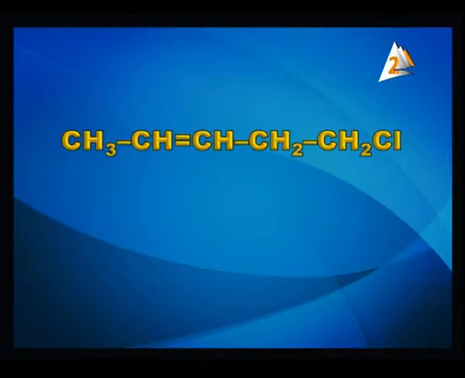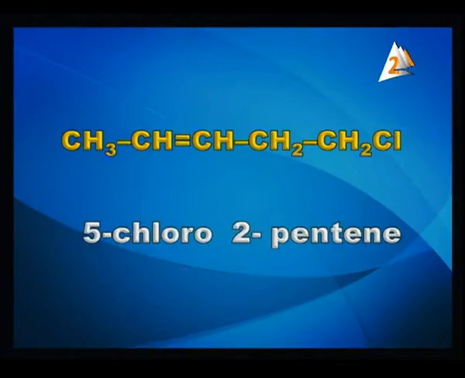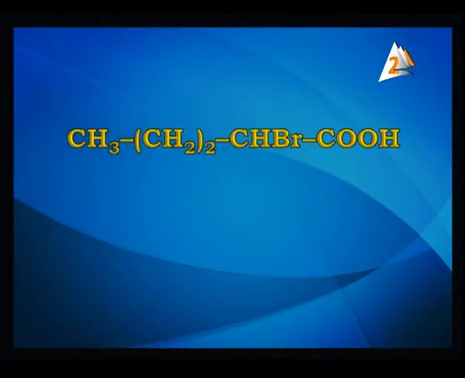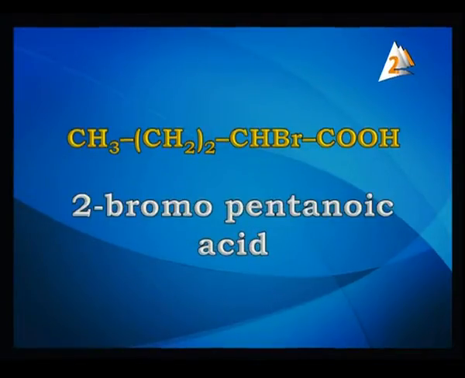As shown on the screen, this molecule has the name 5-chloro-2-pentene. Remember, my dear student, the carbon chain numbering starts from the end nearest to the double bond. Next compound here, as shown on the screen, the naming of this acid will be 2-bromopentanoic acid.